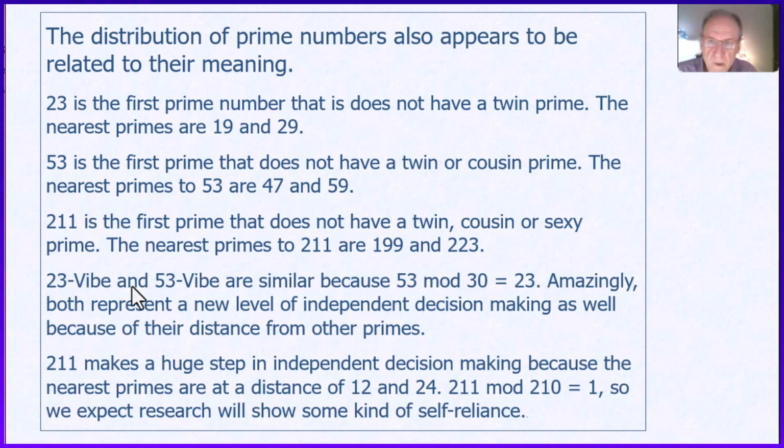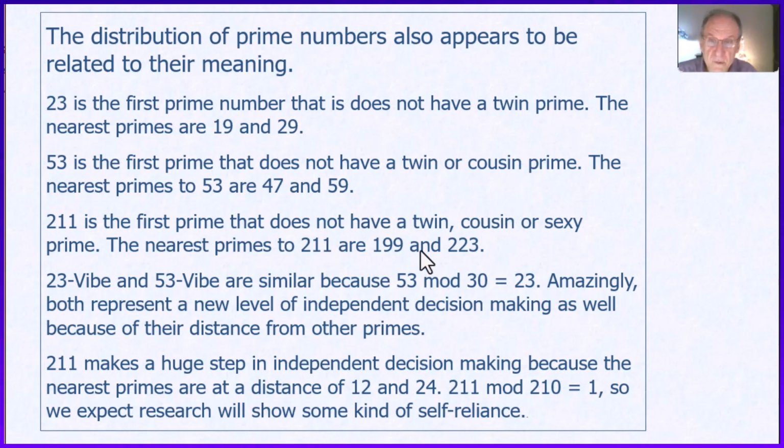So here I summarize what I just said. 23 and 53 are similar because the mod 30 function is 23 for both of them. And amazingly, in addition to that, they are both separated from the nearby primes. 23 is the first number that does not have a twin, and 53 is the first number that does not have a cousin. It's more than 4 away.